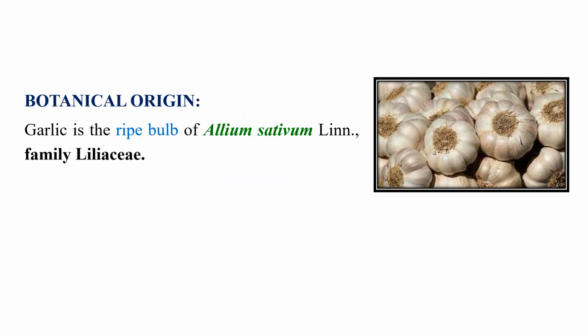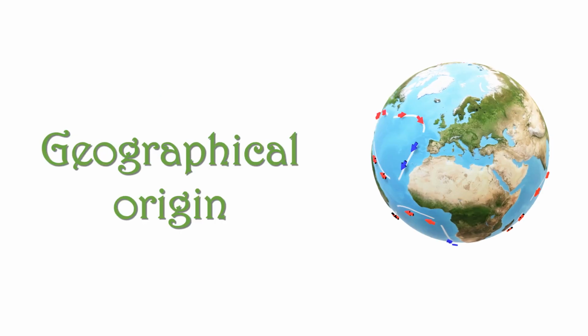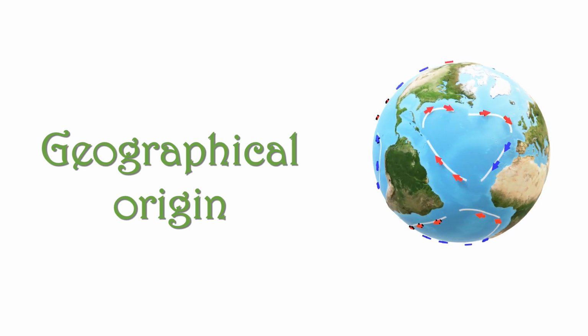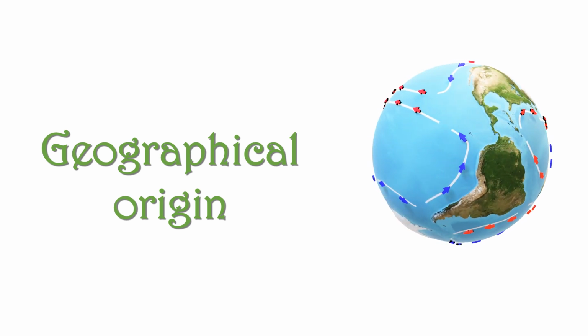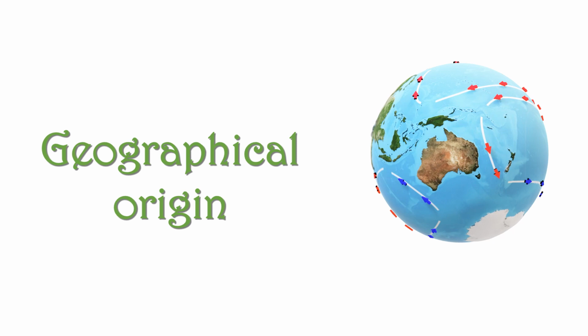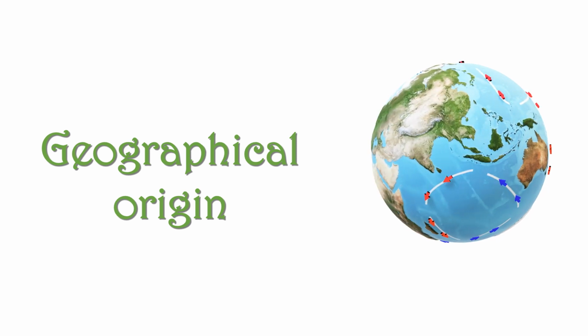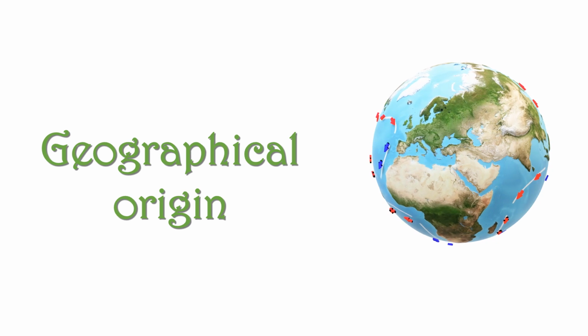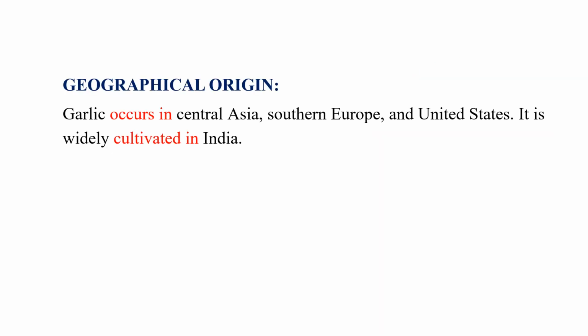Botanical origin. Garlic is the dried bulb of Allium sativum, family Liliaceae. The geographical origin: garlic occurs in Central Asia, Southern Europe, and in the United States, and it is widely cultivated in India, and currently it is cultivated in almost every country worldwide.